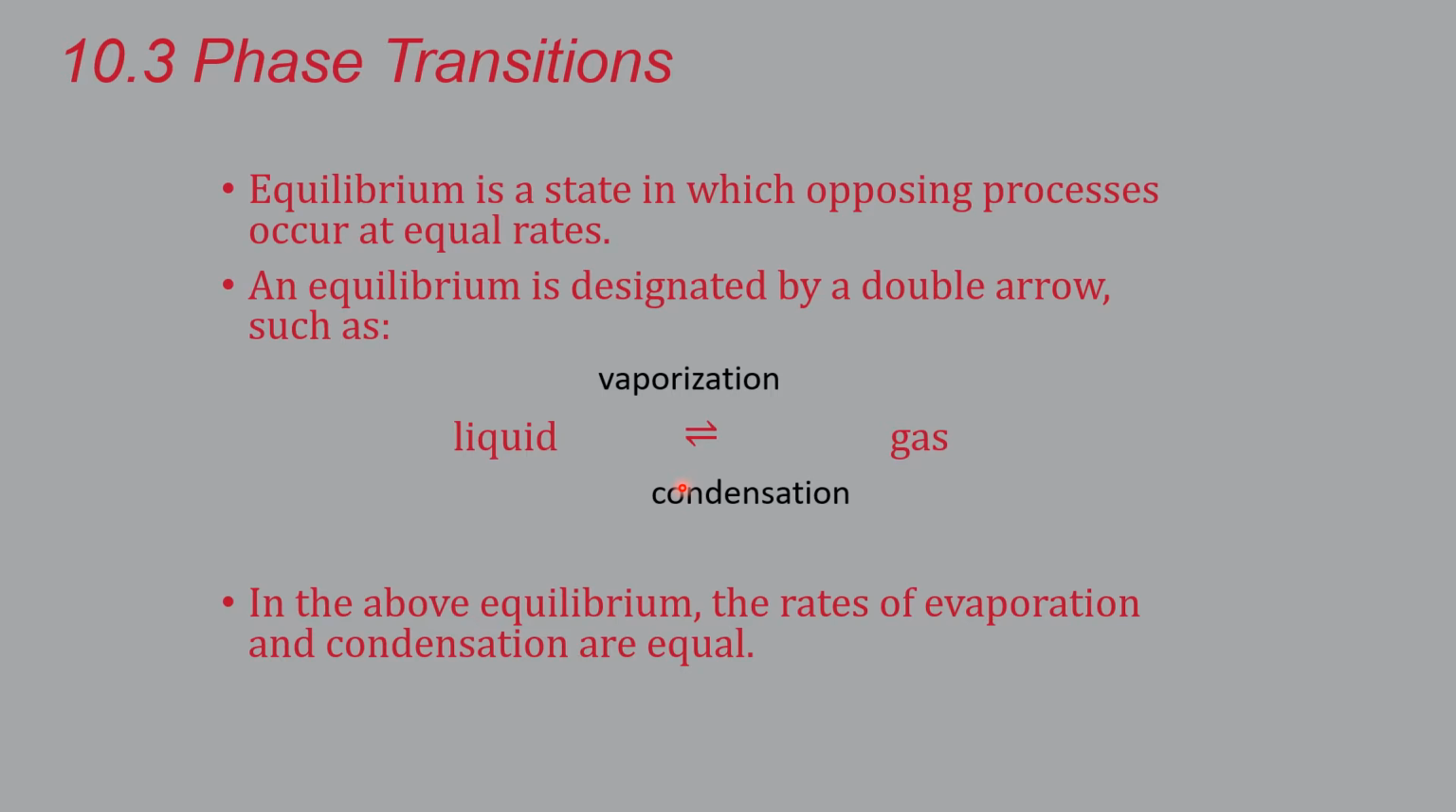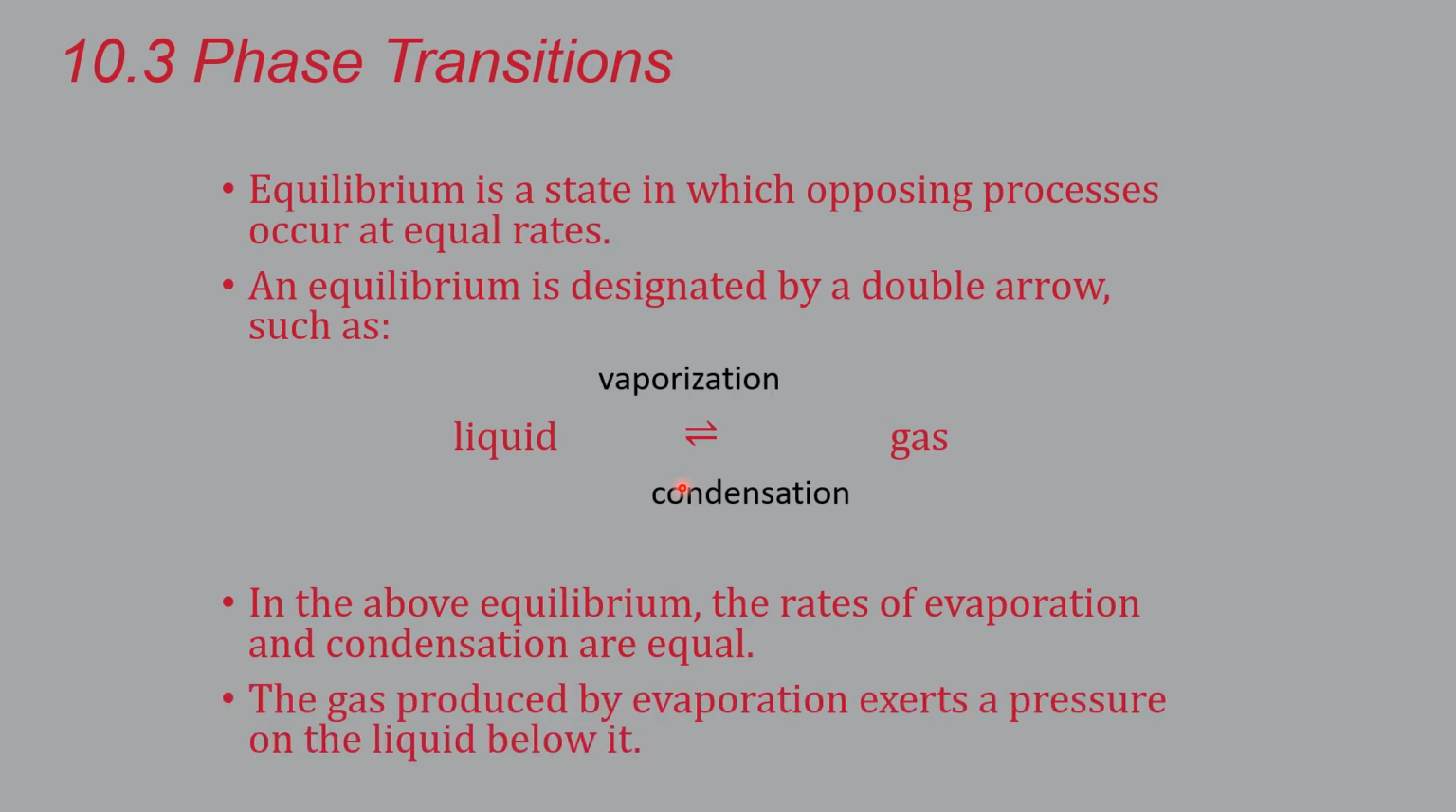So in any equilibrium, the reason why the relative amounts of the reactants and the products don't change is that both rates, forward and backwards, are exactly equal. And the other thing to know is that the gas produced by the evaporation, like all gases, exerts a pressure on the container walls and also on the liquid below it.